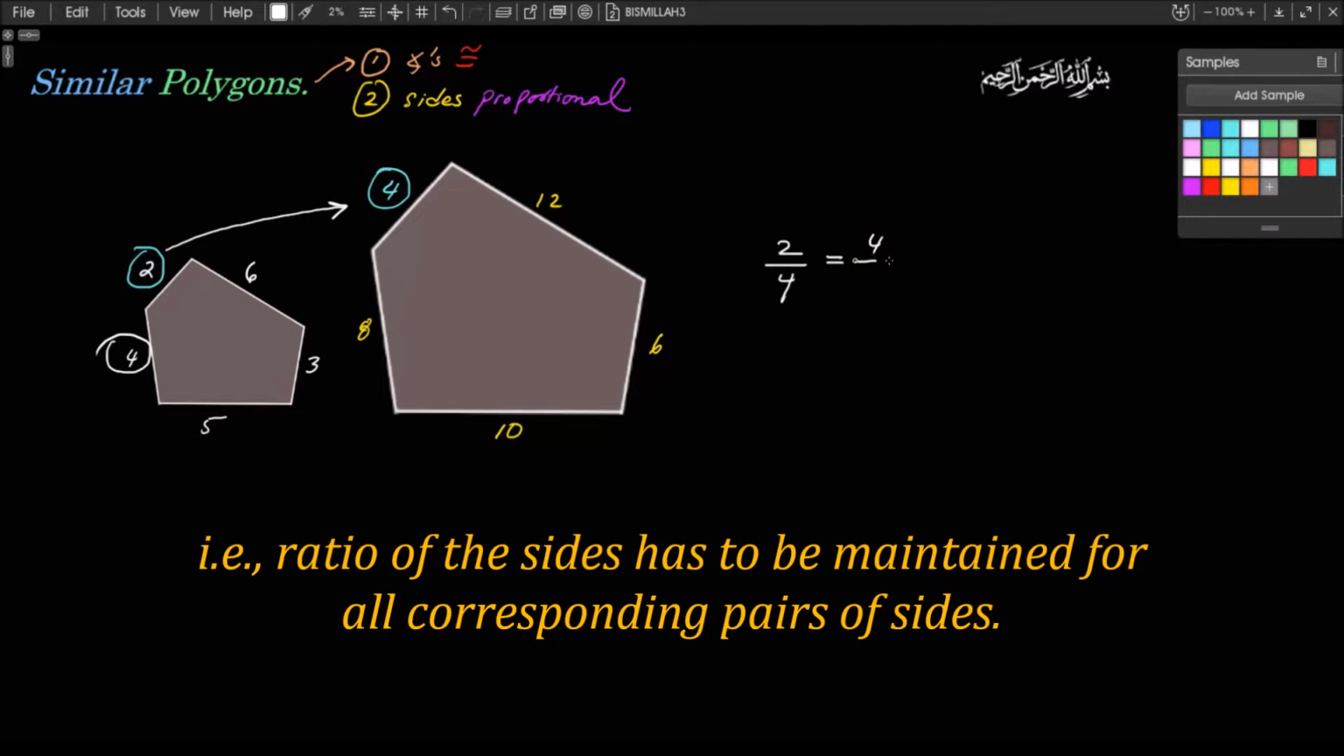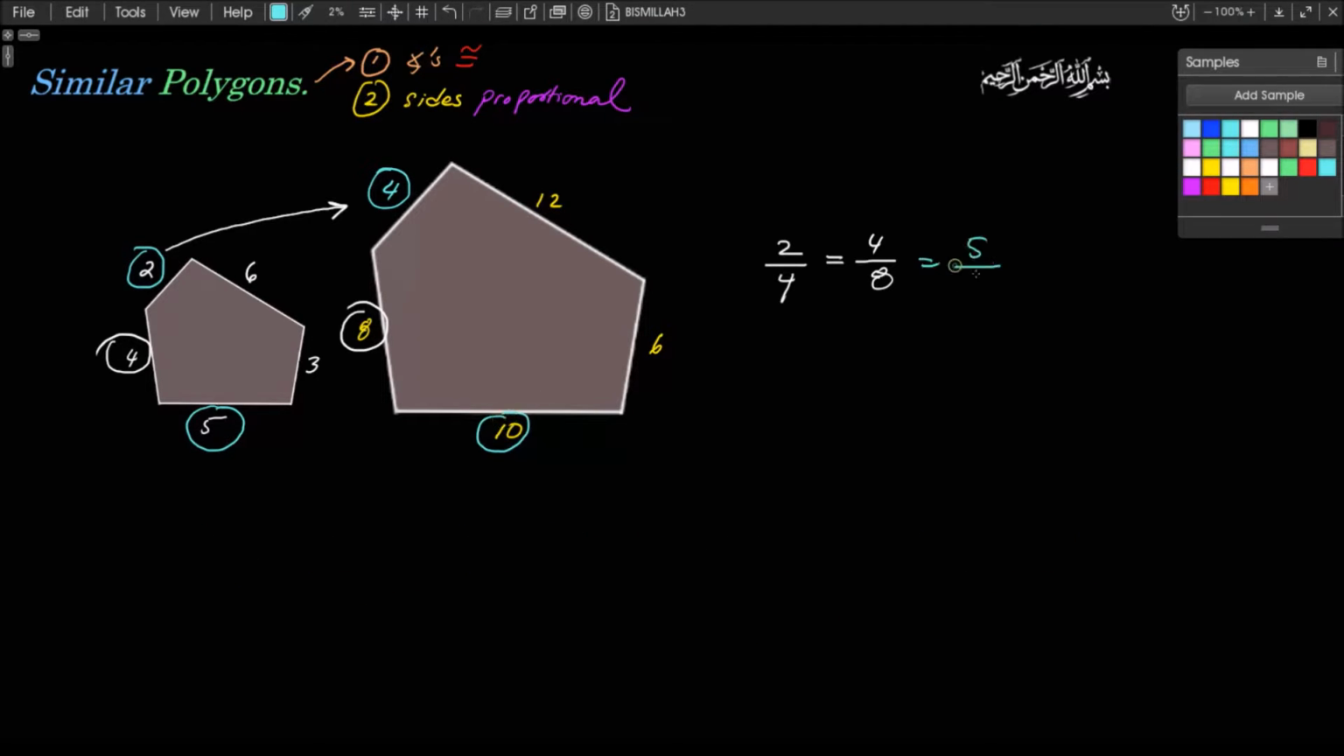That's just 4 over 8 over here. Right? And then similarly over here 5 and 10, and then 3 and 6, and finally 6 and 12. And as you can see, the ratio is always the same.